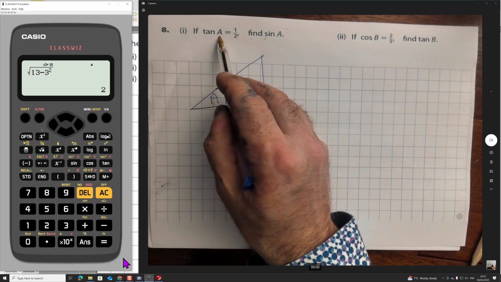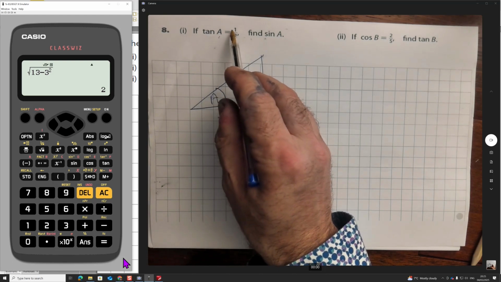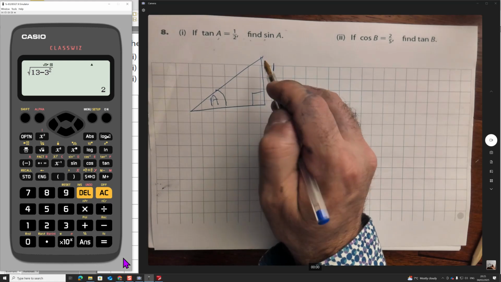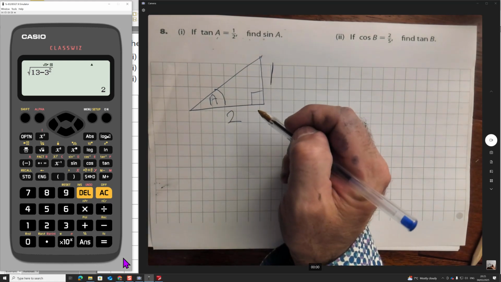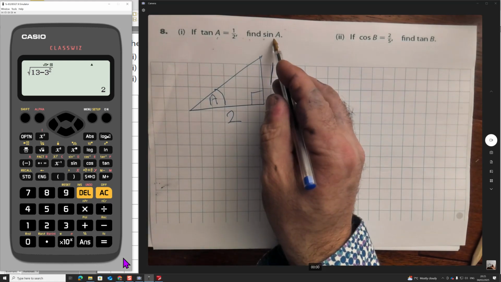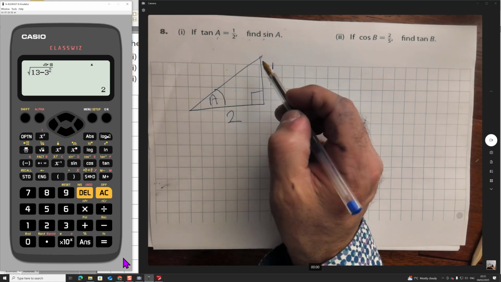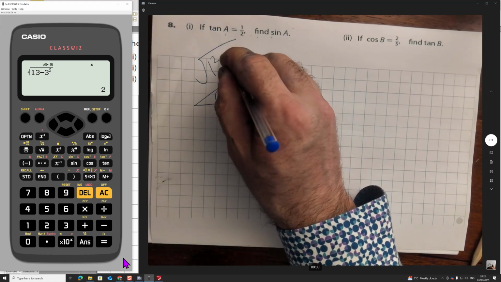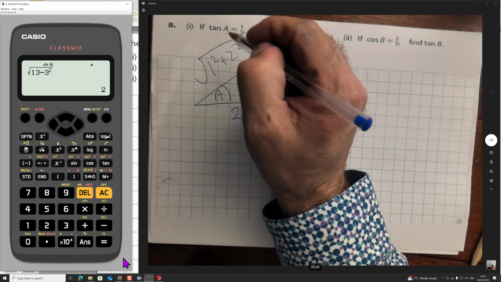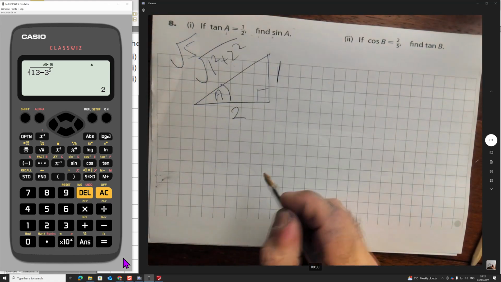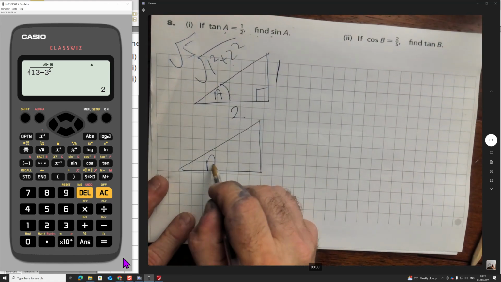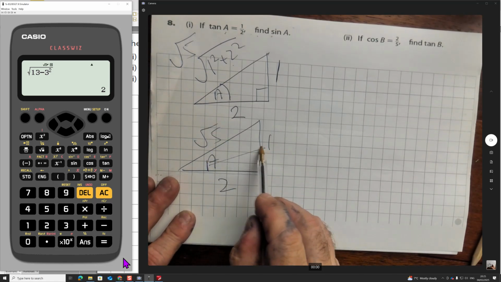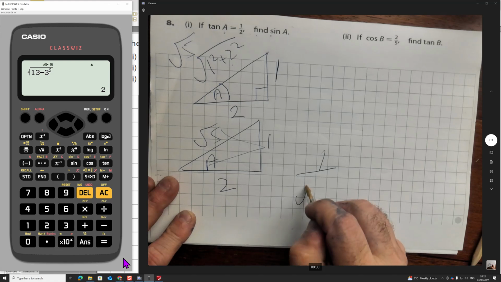Put in your A as your reference angle. Okay, and just say to yourself, look, I know that tan is this over this. So 1 is upstairs and 2 is downstairs. Now if we're to get sine, we need to know this. But this is simply the square root of 1 squared plus 2 squared. So this is equal to the square root of 5. And just tidying that up clean, I have 1, 2, and root 5. Now find the sine: 1 over root 5.